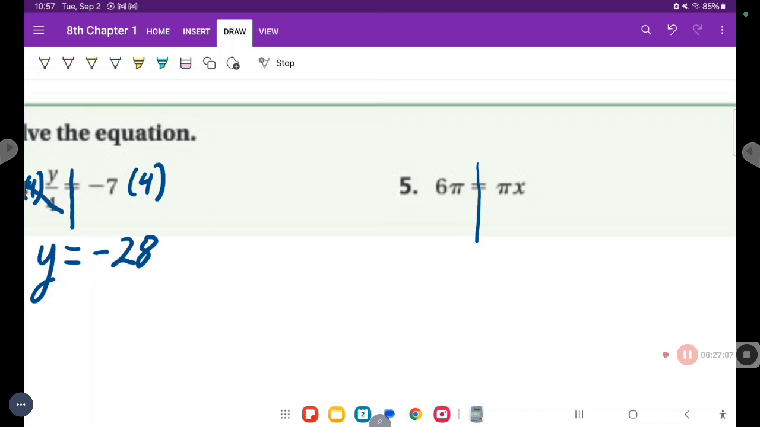Okay. So right here on this, this is pi times x. So the opposite of times is to divide. So if I divide on the right by pi, I have to divide on the left by pi. So notice how there's 2 pi's. So guess what's going to happen? Cancel out. So what are we left with? 6. Bring down your equals. Over here the pi also cancels out. So we have x equals 6.